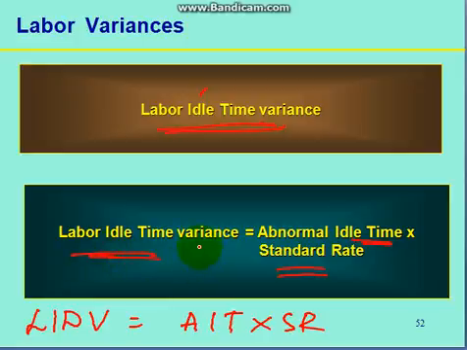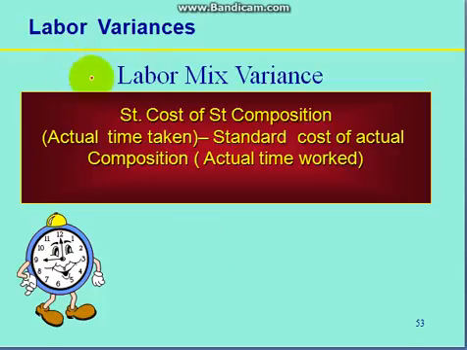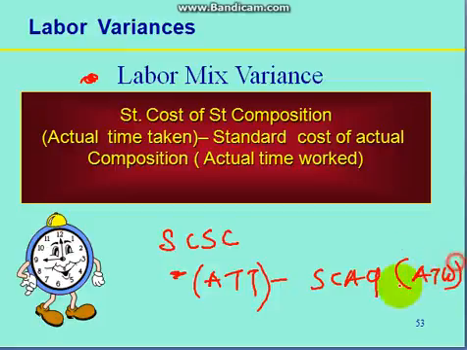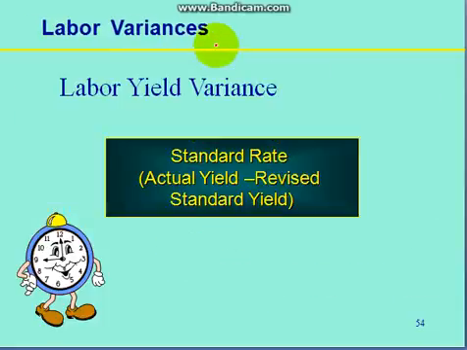If you want to find out the labor mix variance, then there is standard cost of standard composition, here actual time taken, minus standard cost of actual composition into actual time worked. So actual time taken and actual time worked. Now we have to find out the difference between the actual composition and standard composition, standard composition minus actual composition. This is actually going to give you labor mix variance.